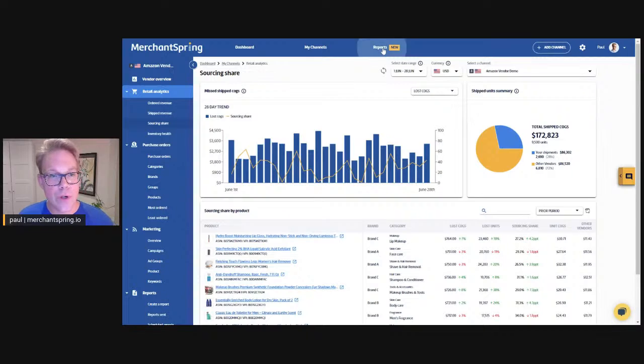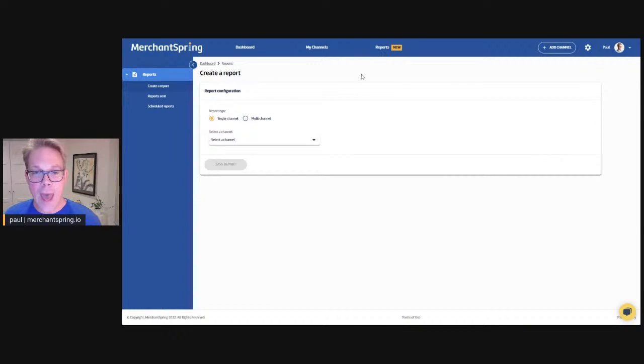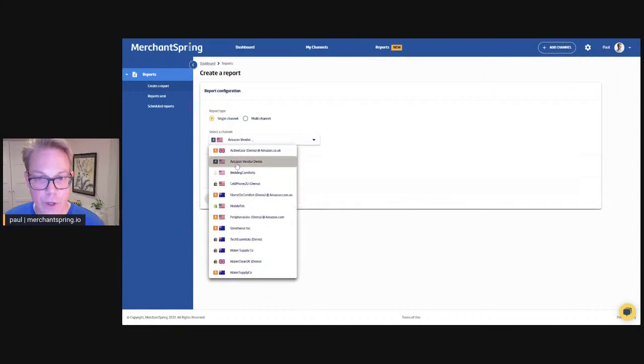You'll see there's a reporting section in the tool here, and you have the option of generating a report for a single channel or multiple channels. So multiple channels, of course, is great if you're dealing with a hybrid situation where you're having a 3P and a 1P account and you want to combine those numbers into a single report. But for today's purpose, I just want to look at a single channel, and we're going to pick that Amazon vendor store here.